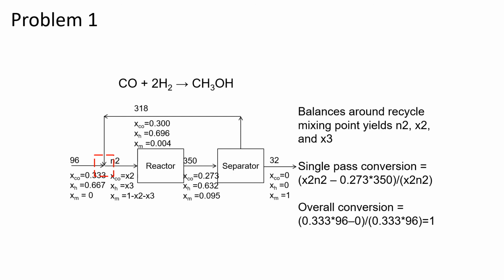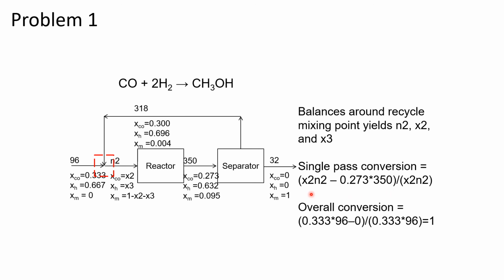Now, let's move on to the mixing point. If we look at the mixing point here, we should be able to solve for the flow rate that leaves the mixing point, N2, by doing an overall mass balance. And we'll be able to calculate X2 and X3 by doing balances on the 3 species. 2 of those balances on the 3 species will allow us to solve for X2 and X3. And then finally from that, we're going to be able to calculate single pass conversion and overall conversion from the definitions of these 2. Let's go back and review this.